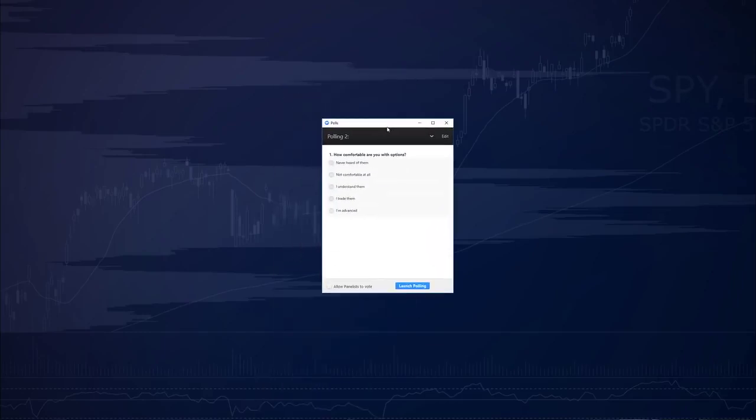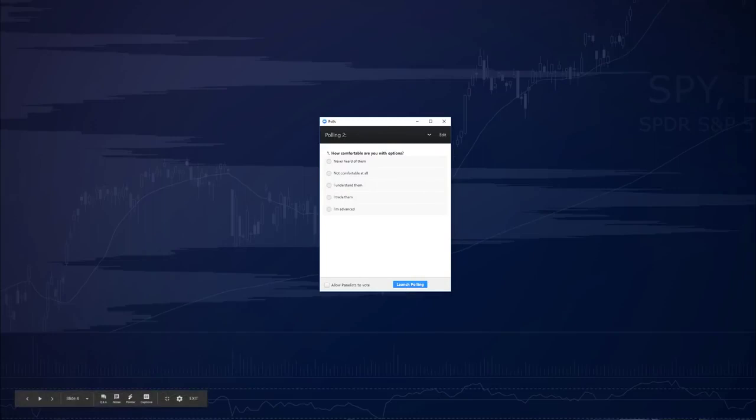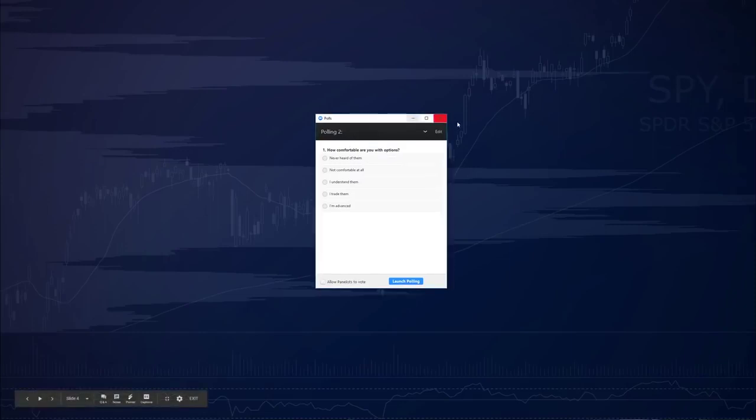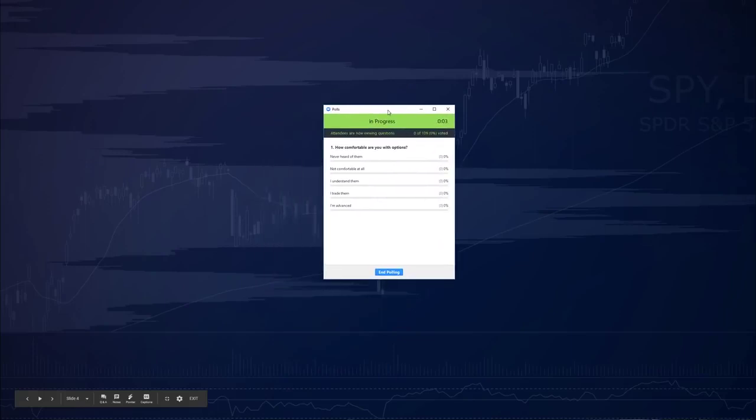Absolutely. So I just want to run this poll quickly with you guys, just so we get an understanding of the people and where you are with options. Let me just share my screen here. I'm going to launch the poll now, and you should have that on your screen at the moment. It's pretty cool actually, we can see all the updating there.